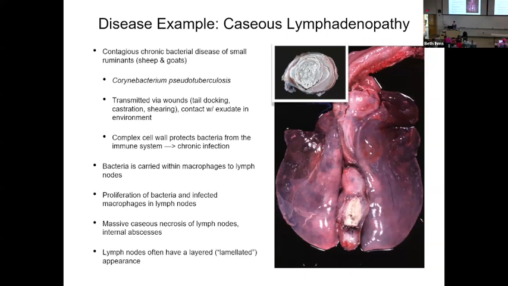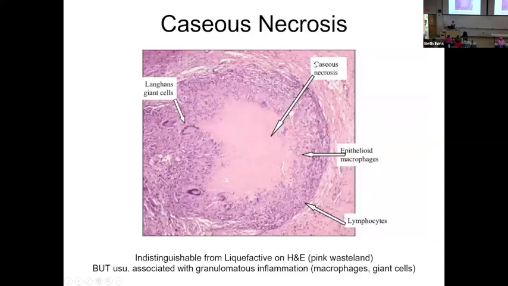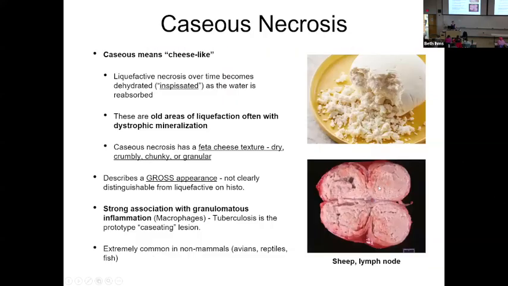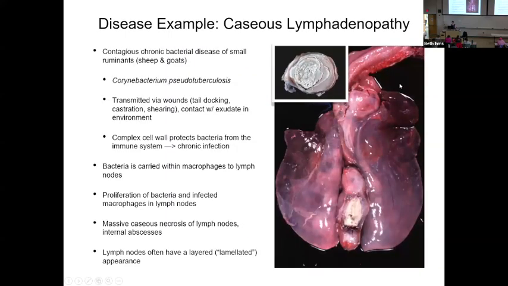And what happens is this bacteria loves macrophages. It can infect macrophages without being killed by macrophages. So it gets in them, hitches a ride to the lymph nodes where it goes crazy. So these are all lymph nodes. All lymph nodes. Just like that, this picture is also caseous lymphadenopathy.